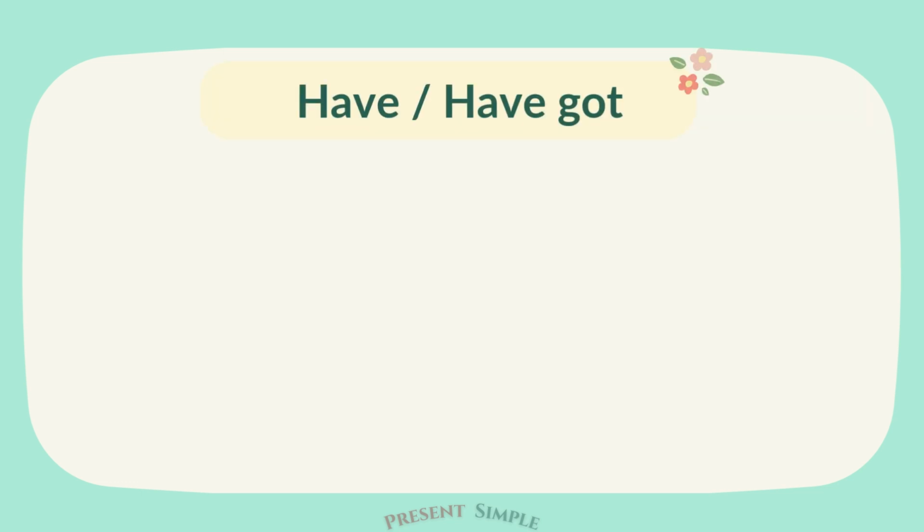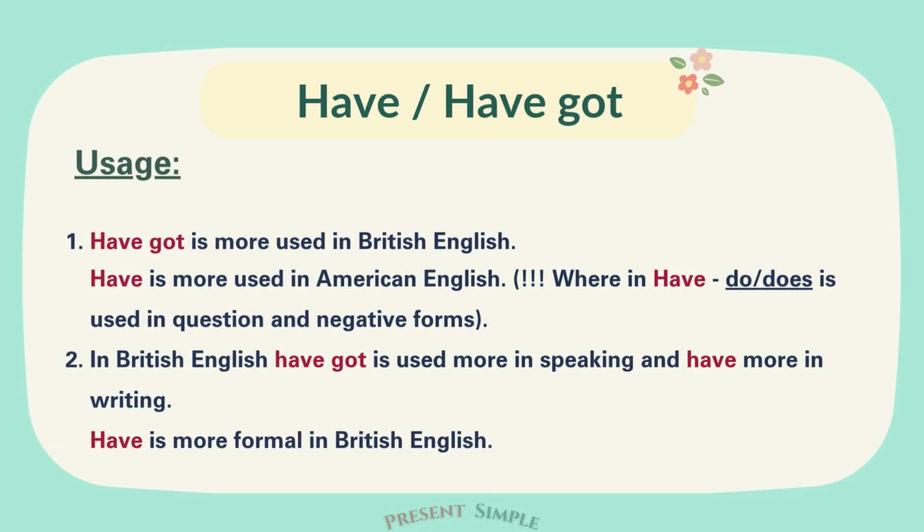Now let's look at how we can use the verb to have. We can use just the verb to have, which we saw earlier, or we can use the structure to have got. So, what's the difference between them? Have got is more used in British English. Have is more used in American English. In British English, have got is used more in speaking and have more in writing. And have is more formal in British English.